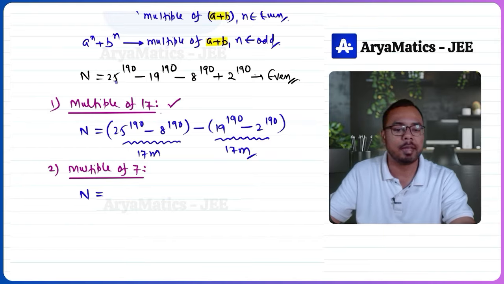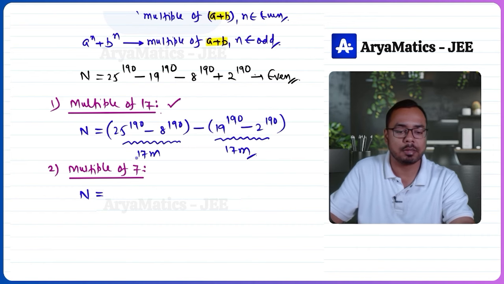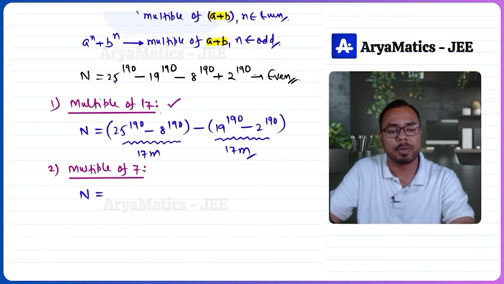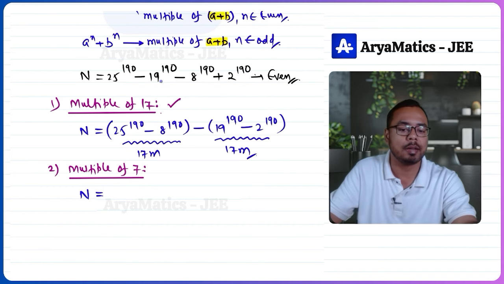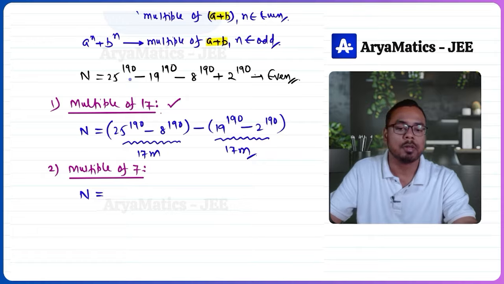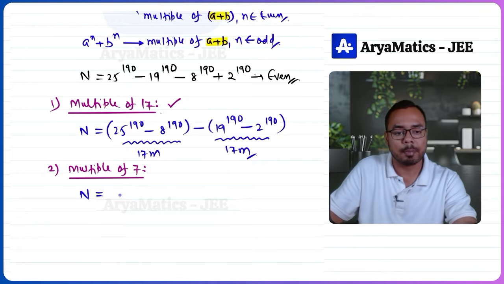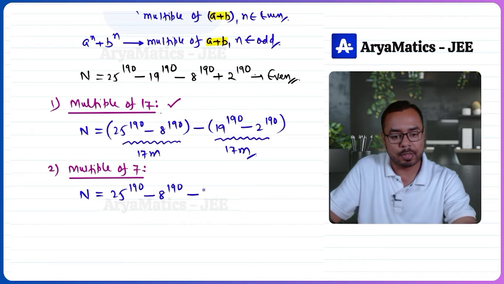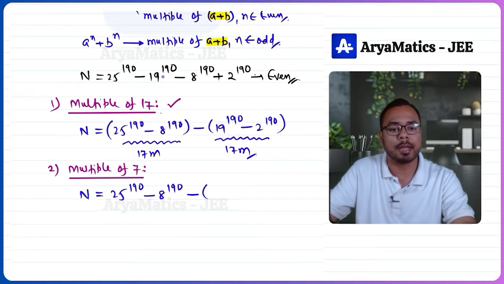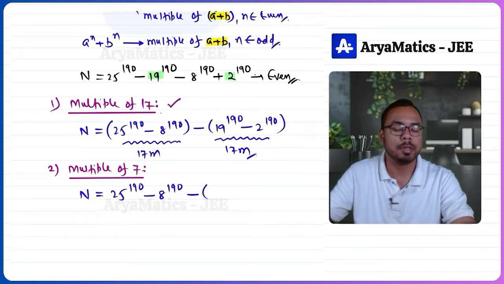So 25 and 8 will give us 17. 25 and 19, if I take the difference of those two, we'll get 6. 2 and 8 will also give us 6, but we need 7. So maybe we can combine these terms. We can write 25 raised to 190 minus 8 raised to 190, and 19 and 2. If you combine these two, 19 and 2, their sum will be 21.